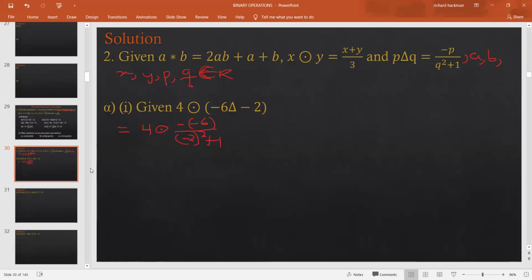Should I come again? Yes, please. Okay, you are going by the rule. The rule for delta means I will get a fraction. In that fraction, the numerator is minus my first element, and the denominator is my second element, which is q squared plus 1. Is that clear? So it's minus first, over second squared, then plus 1. Is that clear?